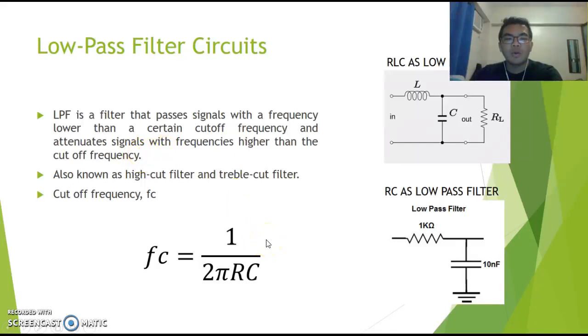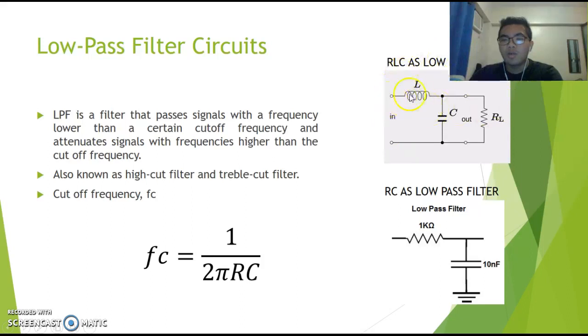We're going to talk about low-pass filter circuits, high-pass filter circuits, band-pass and band-stop filter circuits. Starting with low-pass filter circuits, a low-pass filter circuit passes signals with a frequency lower than a certain cutoff frequency and attenuates signals with frequencies higher than the cutoff frequency. Cutoff frequency, also known as FC, will be equal to 1 over 2 pi RC.